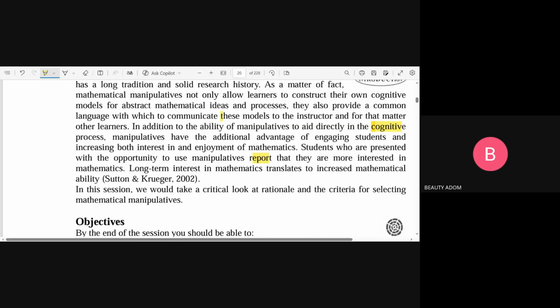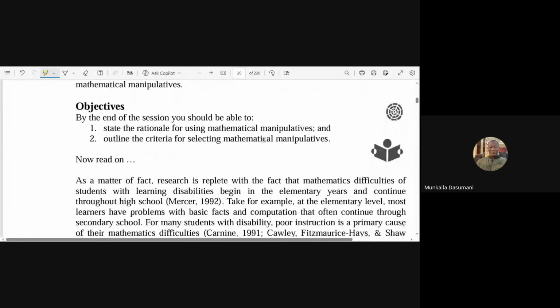In this session, we will take a critical look at the rationale and the criteria for selecting mathematical manipulatives. All right, thank you very much. So we see that long-term interest in mathematics translates to increased mathematical ability. That is according to this author. So we have seen the cognitive process. Because of time, that was just the introduction.